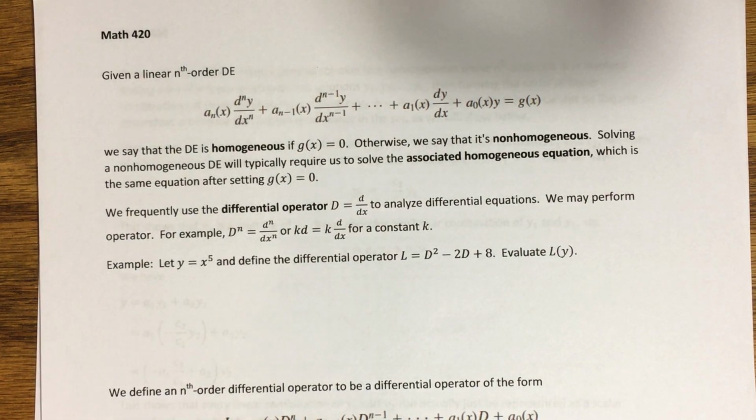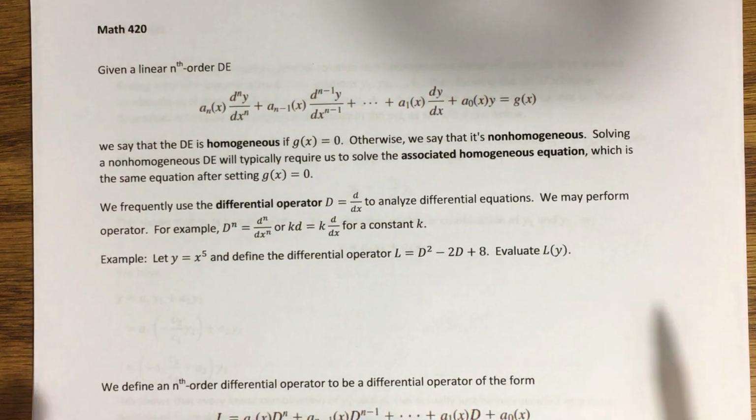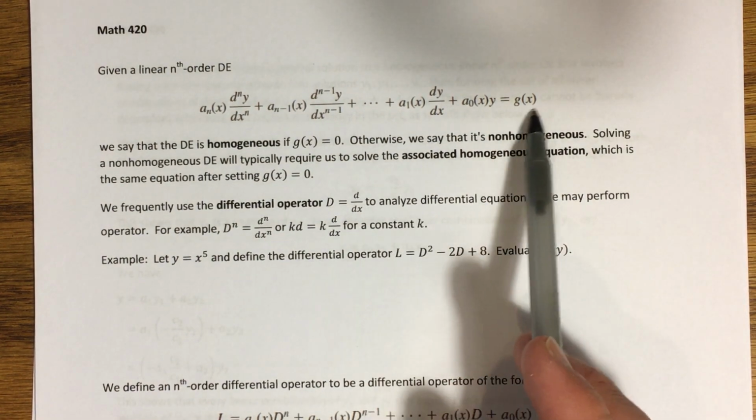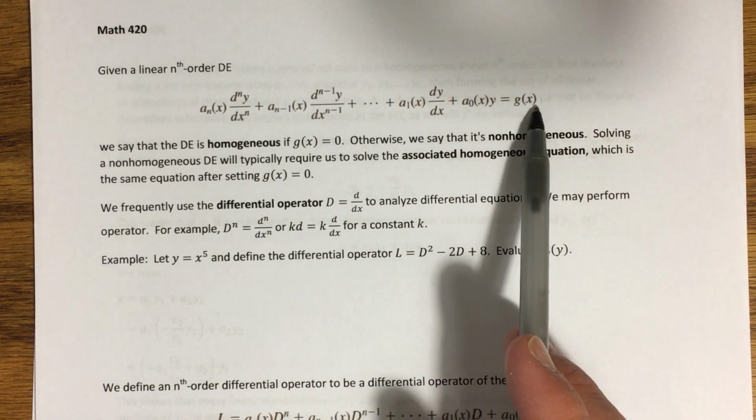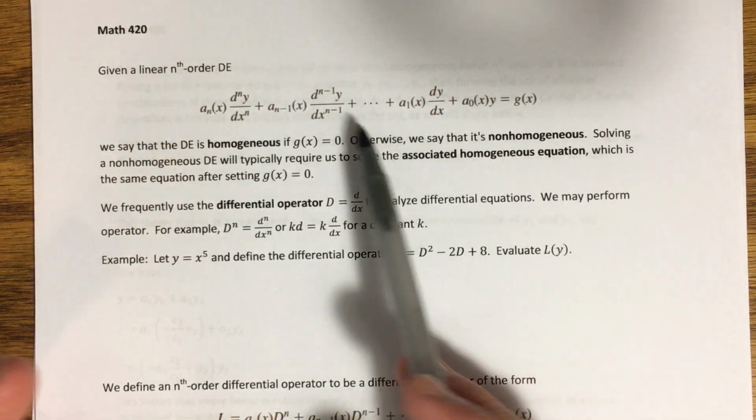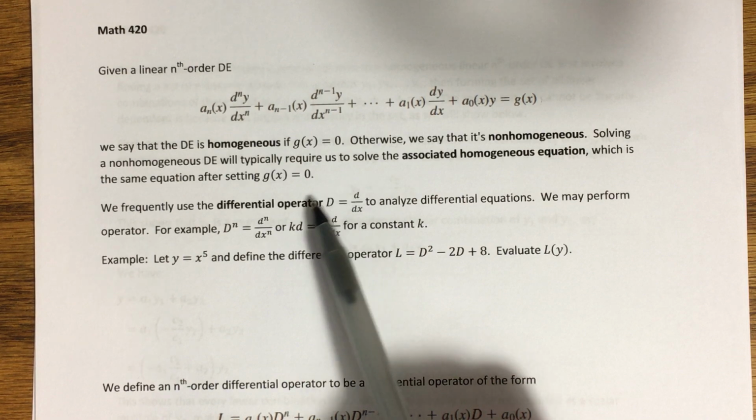Now, that's different from the type of homogeneous functions we looked at back in section 2.5. So make sure you're understanding the difference between a homogeneous function and a homogeneous equation. They're not related, really. They're two very different things. If g of x in this equation appears as anything other than 0, then we would say that this is a non-homogeneous equation.